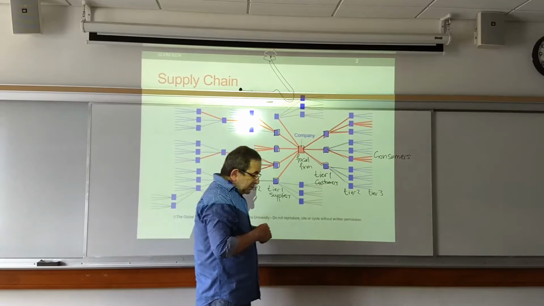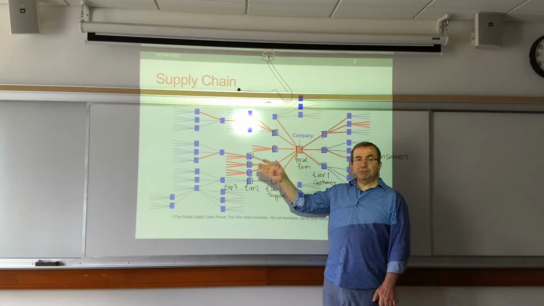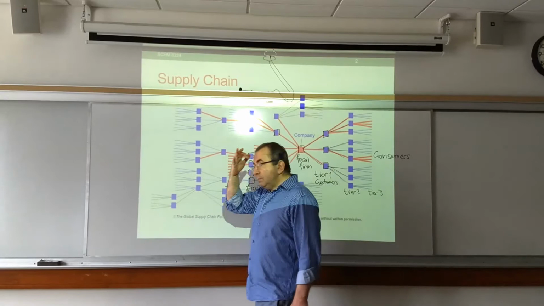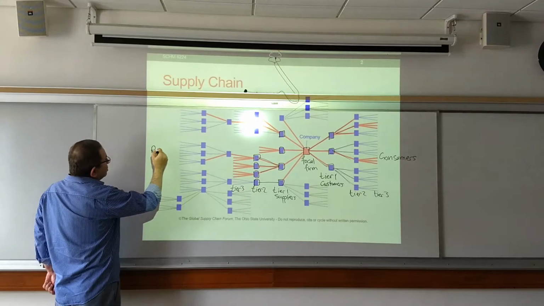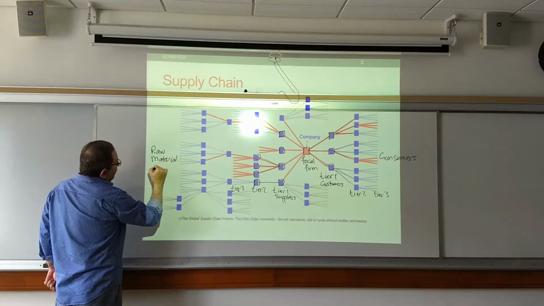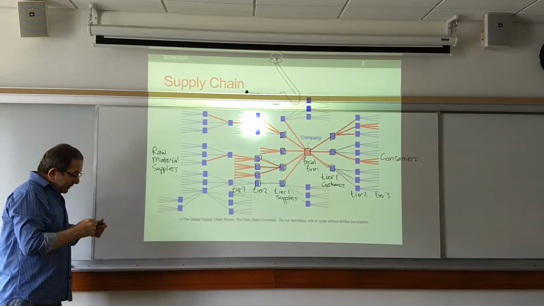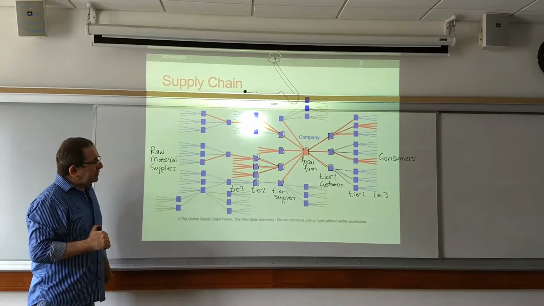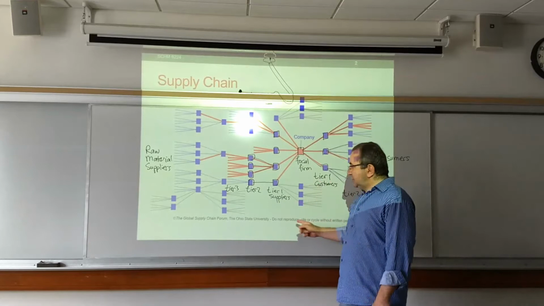Now, does the supply chain go on forever in this end? You have suppliers, suppliers' suppliers, etc. No, because the supply chain begins with raw material suppliers. So this is a simple representation of a supply chain. Now, of course, there are reverse logistics flows, recycling, returns, etc. So that's another topic.